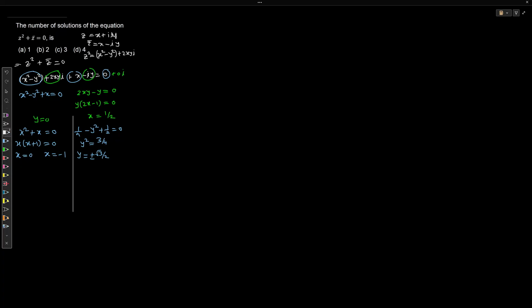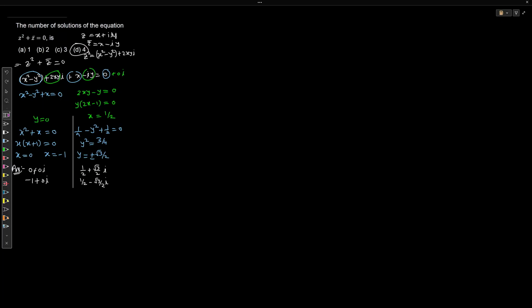So here we will get two complex numbers which satisfy our equation, 0 plus 0i and minus 1 plus 0i. And from this case we'll get two options, 1 by 2 plus root 3 by 2 i and 1 by 2 minus root 3 by 2 i. Okay, which option is correct? Yes, we have four solutions which satisfy our equation. Option D is your answer. Ta-da!